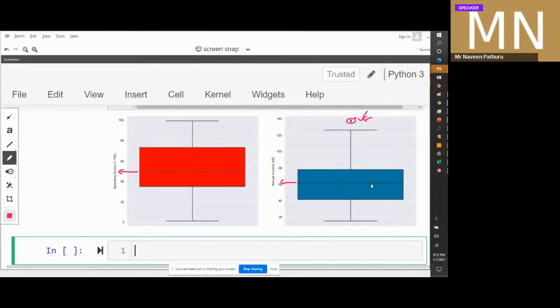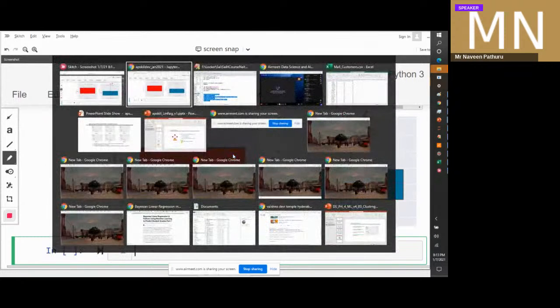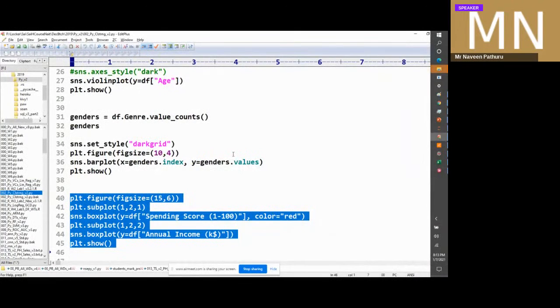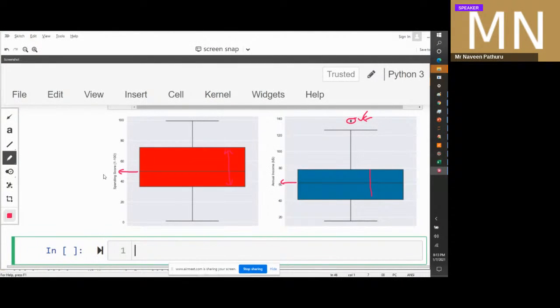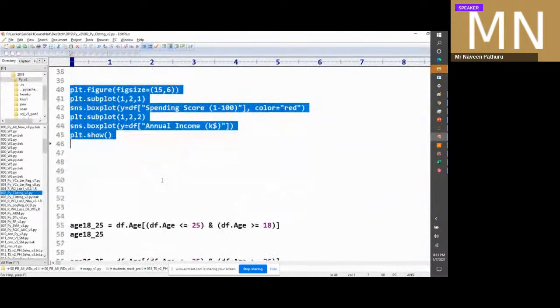So you try to understand the interquartile range. Is that too wide or is that too less? That is what you try to get a feel of. Okay, so that's another visualization we are looking at. And what is this? This is a box plot. What is a box plot, guys? This is again spending score, numerical data. If you have only one column and you're trying to visualize that, then you use a box plot, guys. That is one way to remember it.